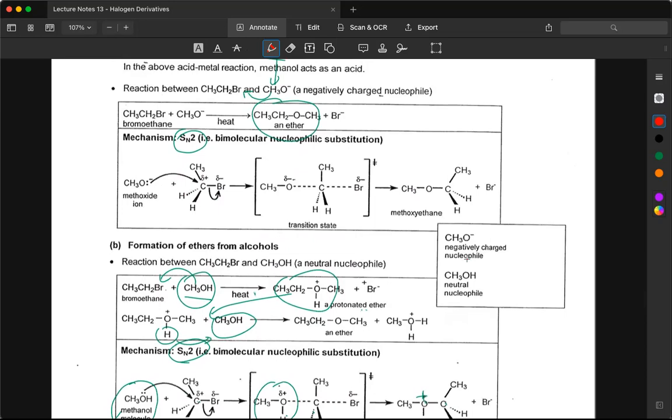So if you use CH3O⁻, it's a negatively charged nucleophile. CH3OH itself is a neutral nucleophile. Both are nucleophiles.